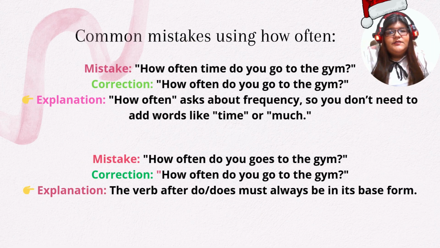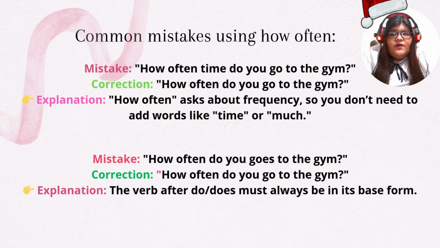But now let's see some common mistakes so you don't commit them, right? So be careful. Try not to make these mistakes. Mistake: How often time do you go to the gym? We can add time, and here is the correct one. How often do you go to the gym? is the accurate way to ask.